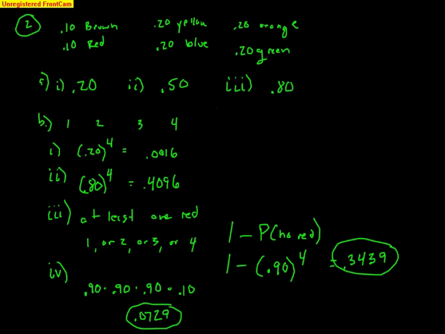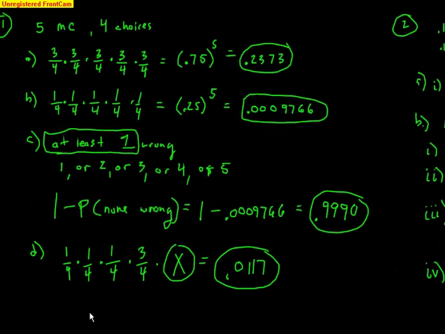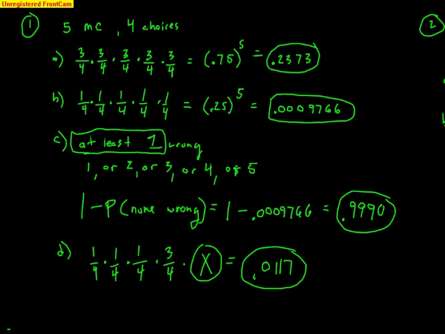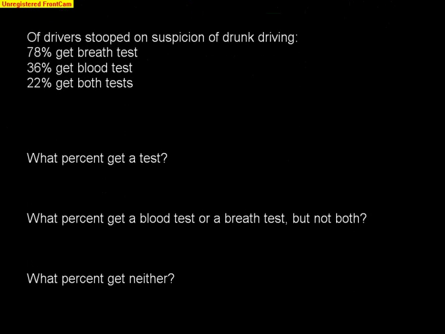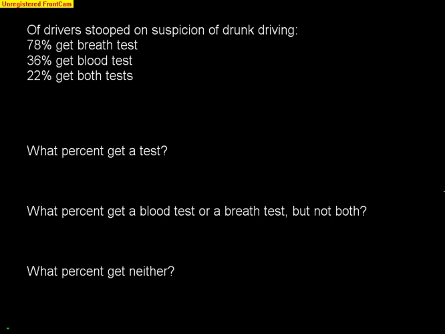All right, so we did that first page, so hopefully that's a good help for you. Okay, now I want to move on and take a look at this problem. This problem will help you with some later ones on the worksheet. It says, of drivers stopped, sorry, it says stooped, my fault there, let me go back and fix that. There we go, a little P there. A driver stopped on suspicion of drunk driving. So of all the drivers that get pulled over because police think they're driving drunk, 78% of them get a breathalyzer test, 36% of them get a blood test, and 22% get both tests.